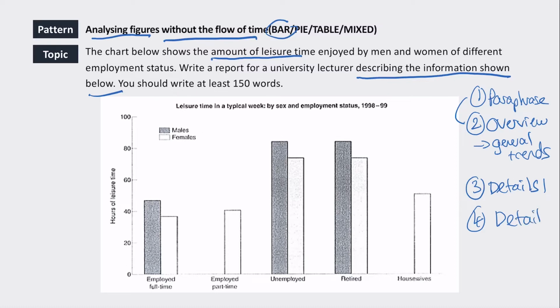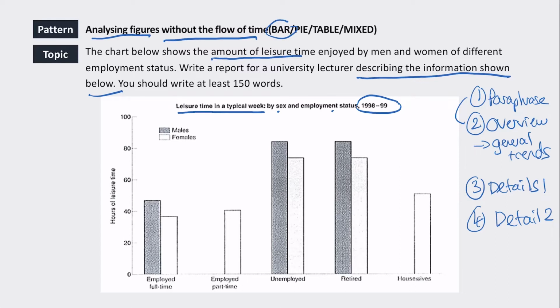Okay, so let's have a look at this graph. Now, I took a scan at this graph before I started. I might get in trouble for this. I'm not a fan of whatever this graph is showing. It must have been produced a really long time ago because I don't think it's totally accurate. It's showing leisure time in a typical week by sex and employment status, 1998 to 1999. So it's kind of old, but I feel like whoever made this has got some issues.